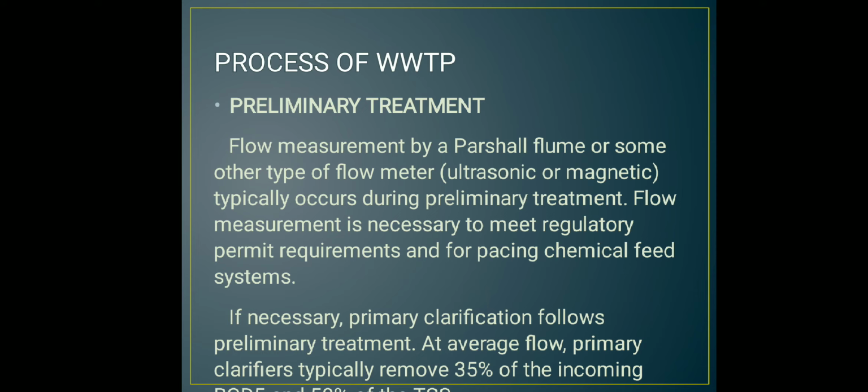And lastly is the preliminary treatment. Flow measurement by a Parshall flume or some other type of flow meter typically occurs during preliminary treatment. Flow measurement is necessary to meet regulatory permit requirements and for pacing chemical feed systems. If necessary, primary clarification follows preliminary treatment.